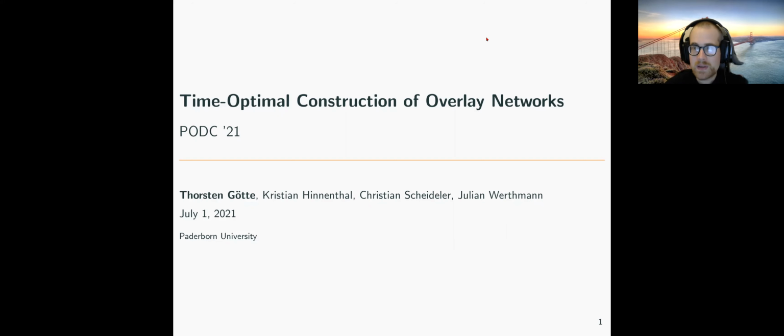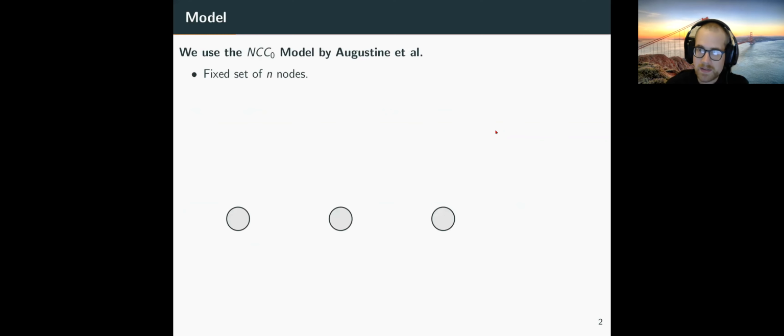So first things first, what do we talk about when we talk about overlay networks? In general, an overlay network is a network that is built on top of another network. In our particular context, we will take a look at peer-to-peer networks. Those are overlay networks which operate over the internet. We model these networks by the so-called NCC0 model, which was introduced by Augustine et al.